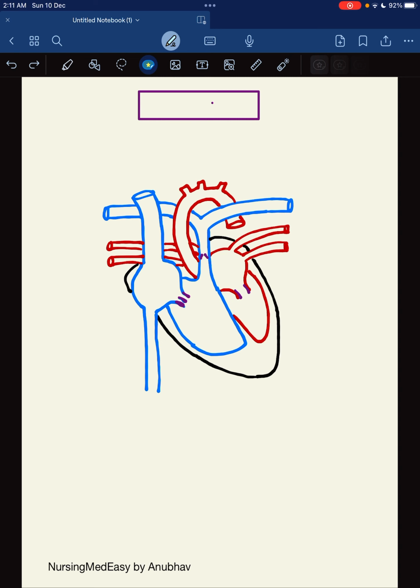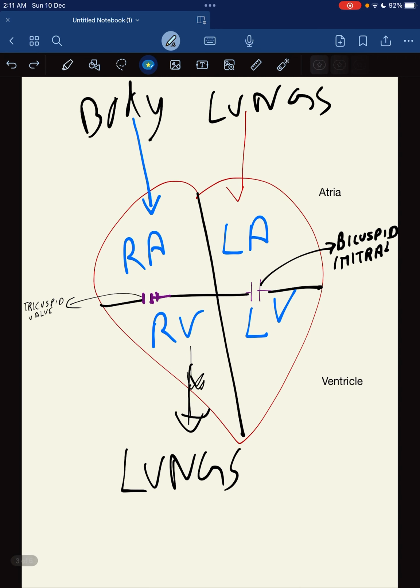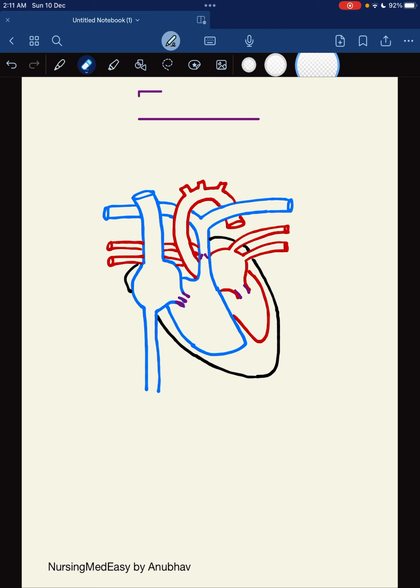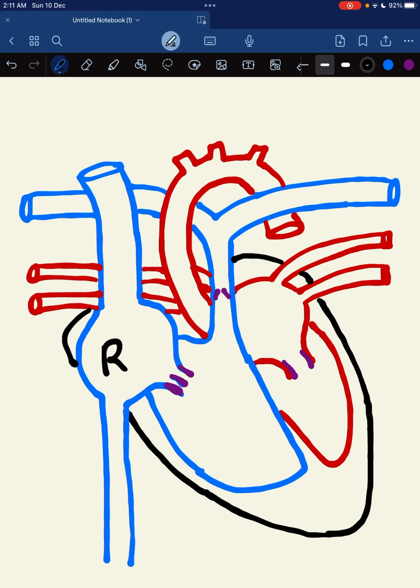So this is a nice, simple way to begin the blood journey through the heart and its various anatomical features. Now we can translate it into a more complex diagram. We can say that this is the right atrium, this is the right ventricle, this is the left atrium, and this is the left ventricle.